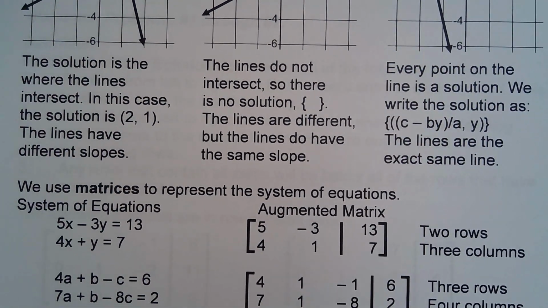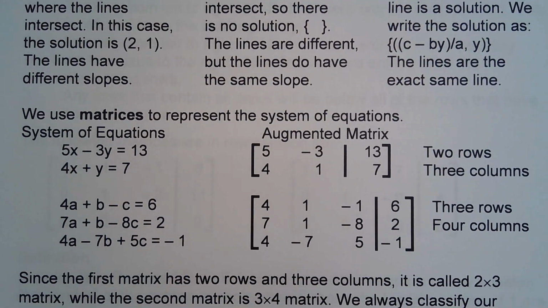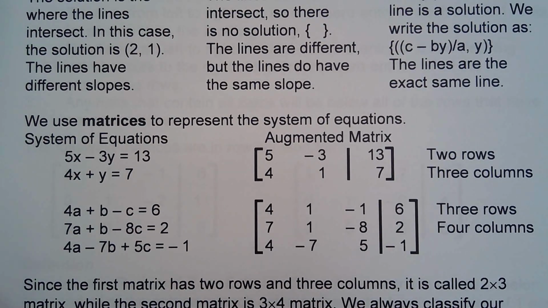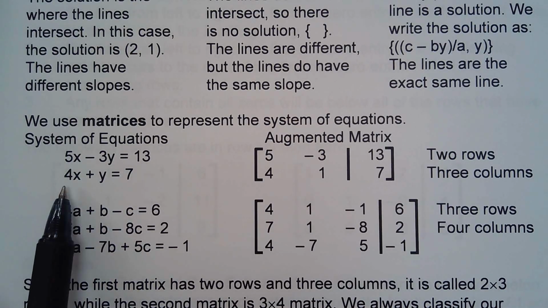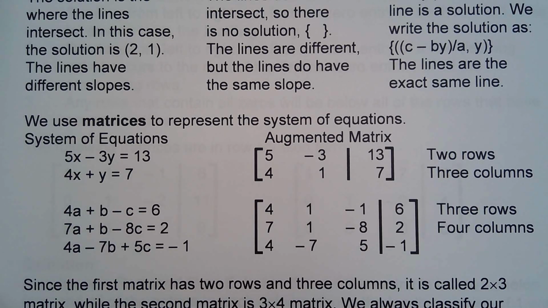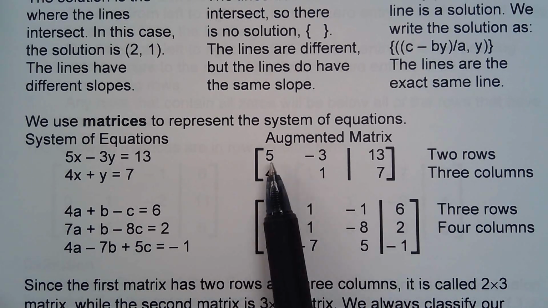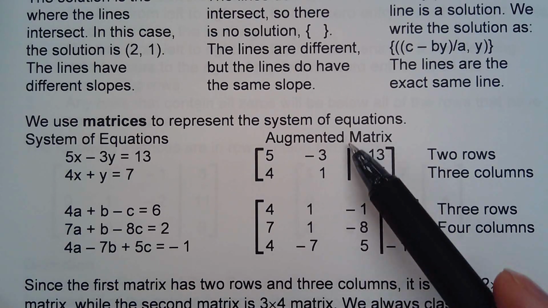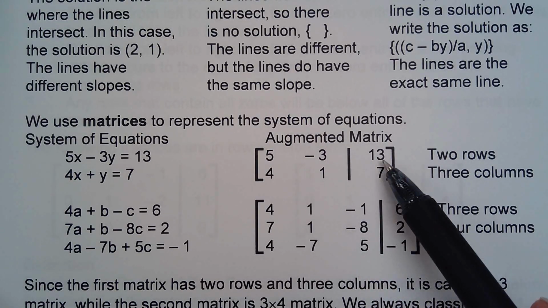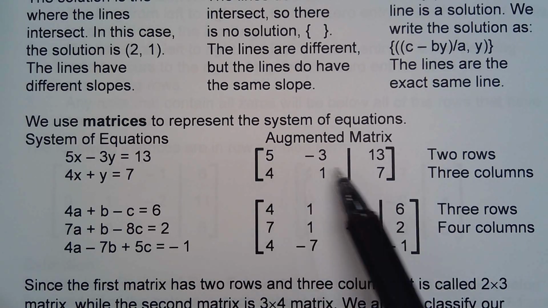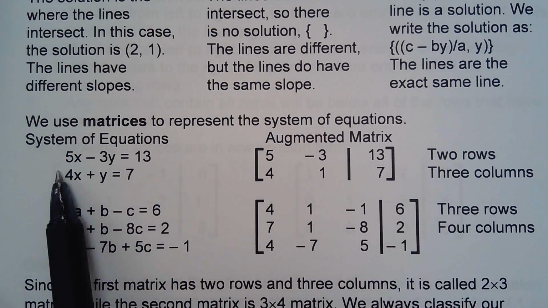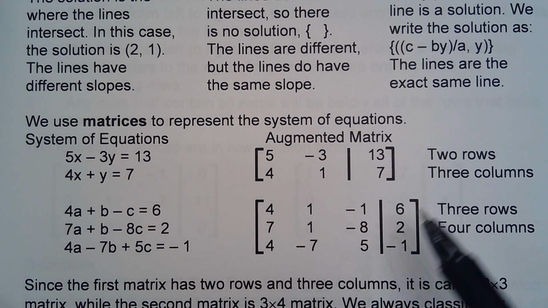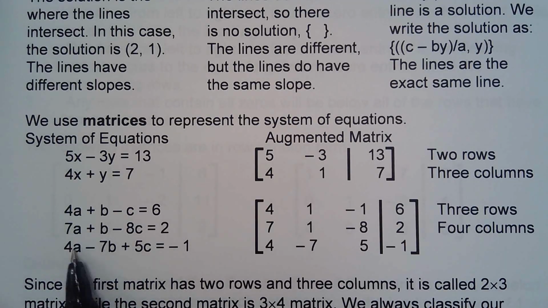We will use matrices to represent a system of equations. So if I have a set of equations of 5x minus 3y equals 13 and 4x plus y equals 7, I'm just going to write down the coefficients, drawing a line where the equals would be. I'm not writing the variables, I'm just writing down the numbers I see. And say if I have a 3 by 3, I want to do the same thing.